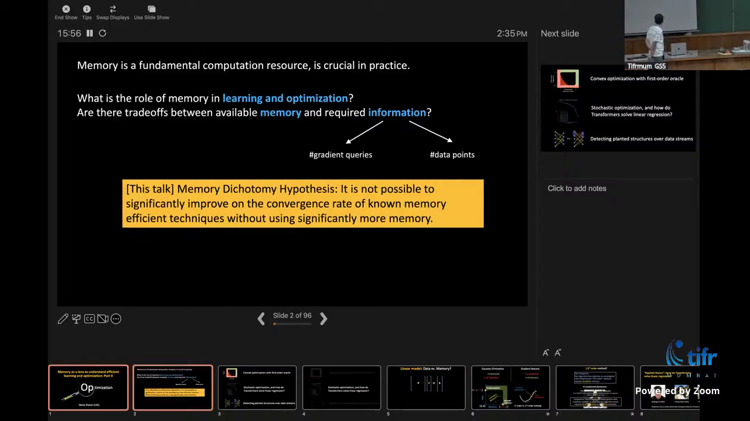Just to recap where we were, I was talking about how memory is a fundamental computation resource. It's crucial in many practical settings. And we were talking about the role of memory in learning and optimization, and if there are trade-offs between the available memory and the information requirement in terms of, say, the number of gradient queries or the number of data points. And we saw this kind of dichotomy in a few different settings.